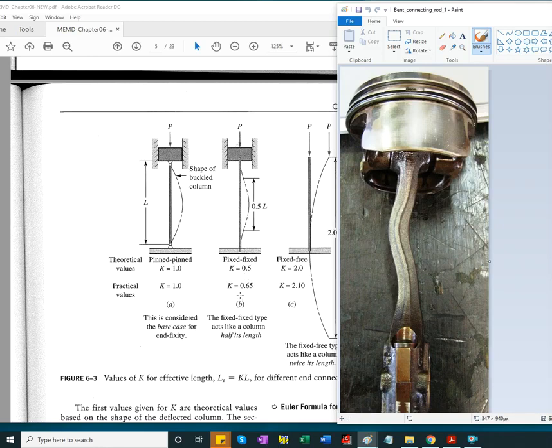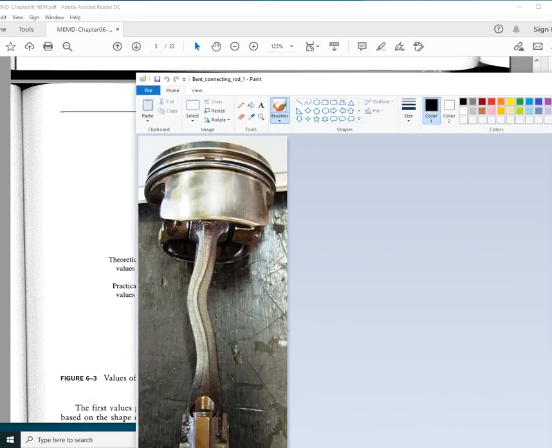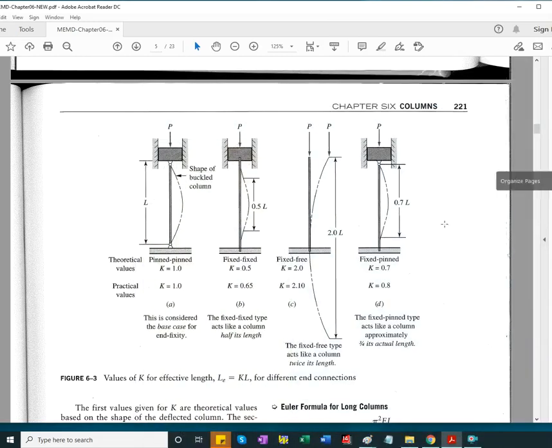The theoretical value is 0.65, and this will be the most stiff way of supporting a column. That's why the area moment of inertia transverse to the buckling plane is less in this case than the previous case that we discussed.